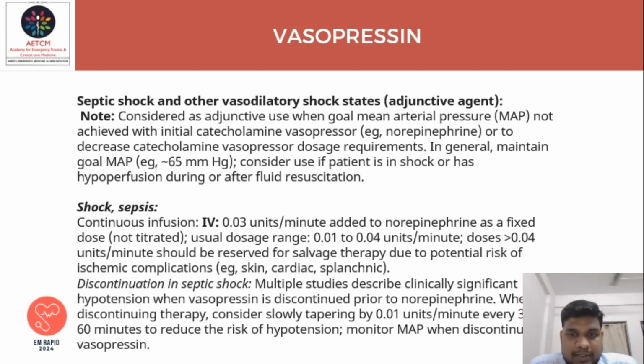Multiple studies describe clinically significant hypotension when vasopressin is discontinued prior to the norepinephrine. For discontinuation, consider slowly tapering by 0.01 units per minute every 30 to 60 minutes to reduce the risk of hypotension, and monitor the MAP when discontinuing vasopressin.